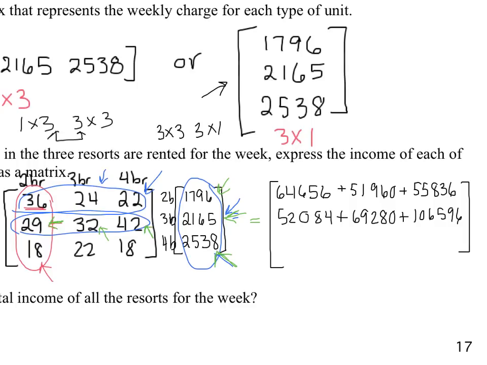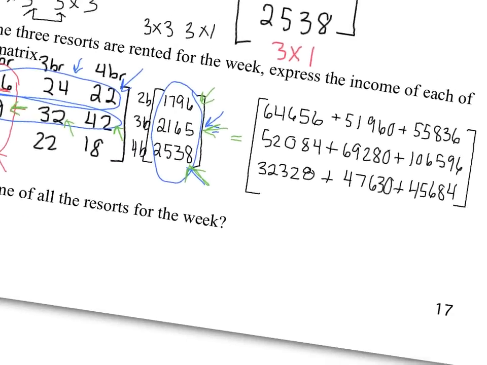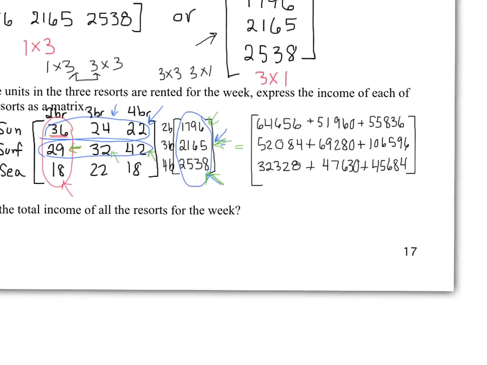Okay, last resort, Seabreeze is going to get 32,328 from the 2-bedroom plus 47,630 from the 3-bedroom plus 45,684 from the 4-bedroom units. So now we want to know the income of each one. This is not really showing me how much it would be. So I'm going to add those up and find out how much they would make.